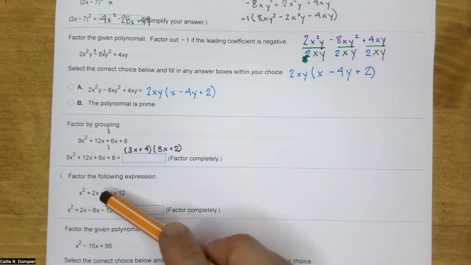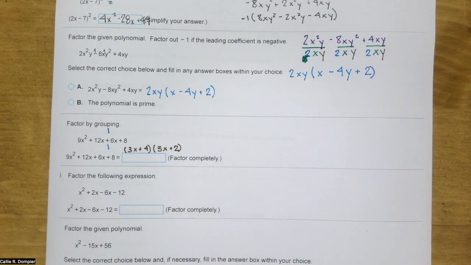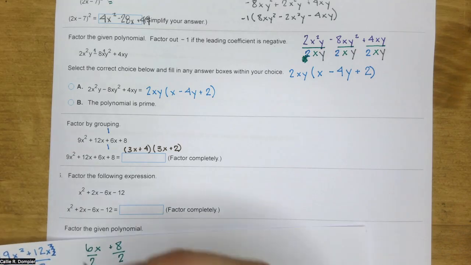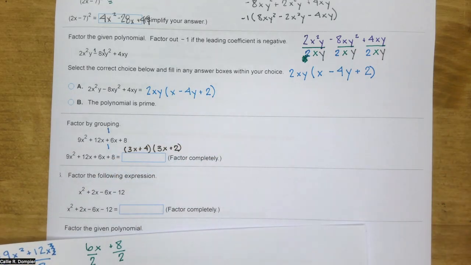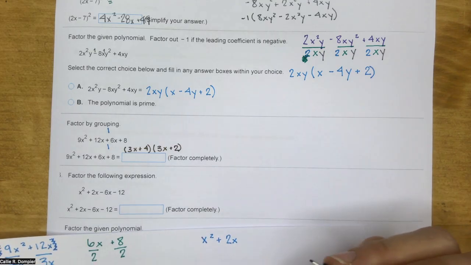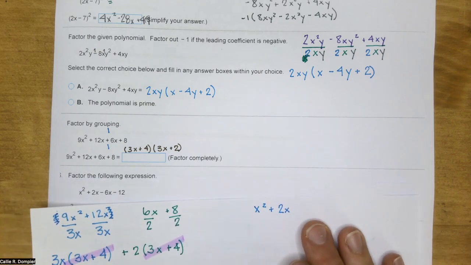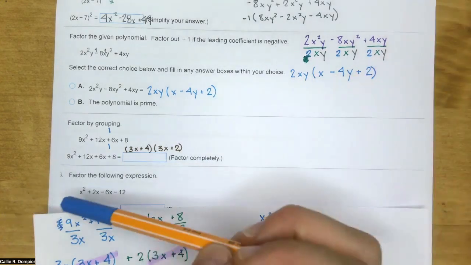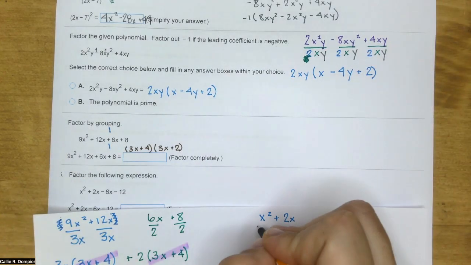X squared plus 2x minus 6x minus 12. First thing you should do is look for any common factors between them. Do they all have a variable, or are they all divisible by 2? They are not. So we have to do the same thing again. All right, so we're going to factor the following expression. We have x squared and 2x as my first two terms. What can I divide both x squared and 2x by?